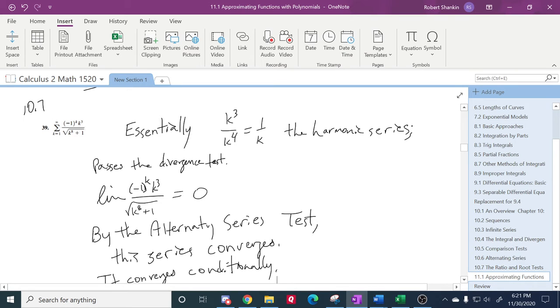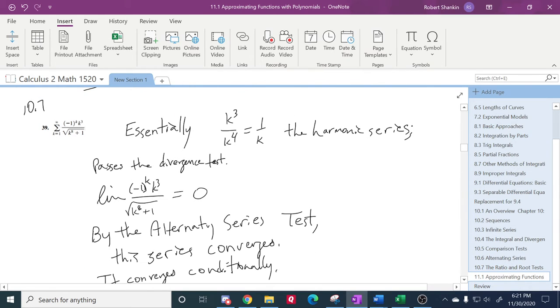But if you did use a root or ratio test on this, yeah, actually, I think that would be pretty complicated. I don't think I'd use one of those. Yeah.